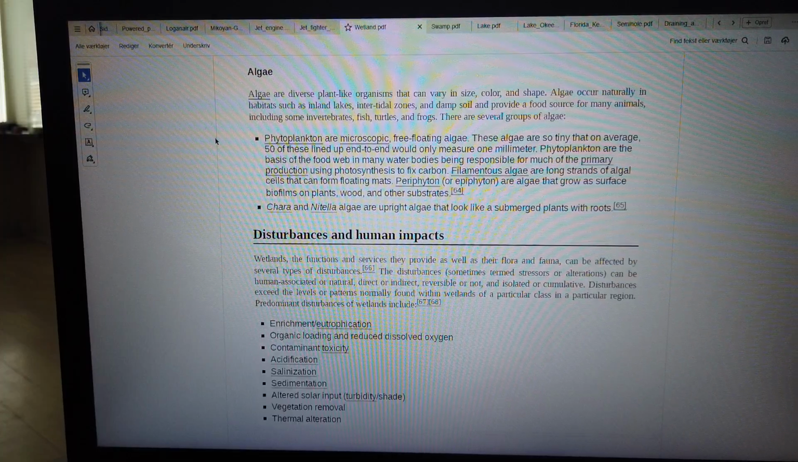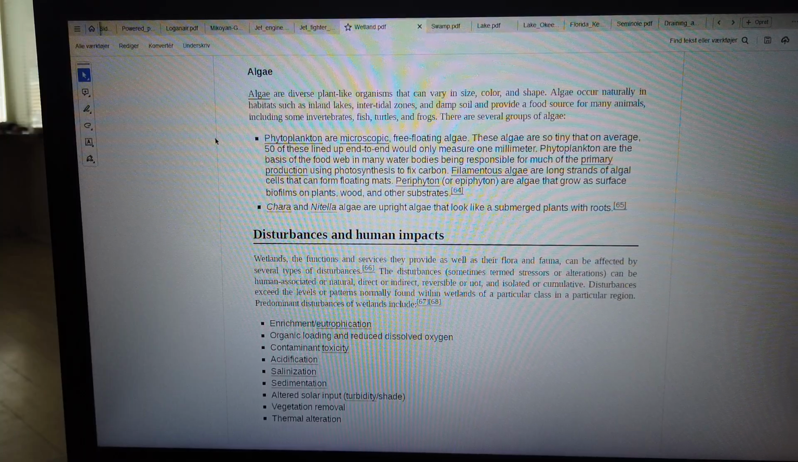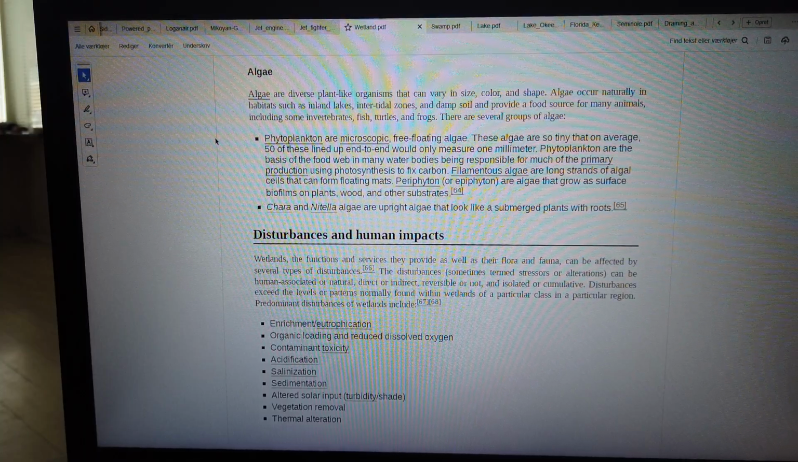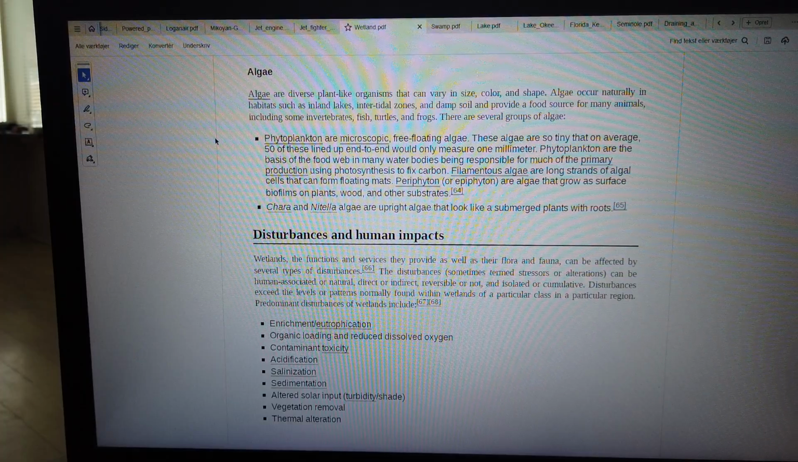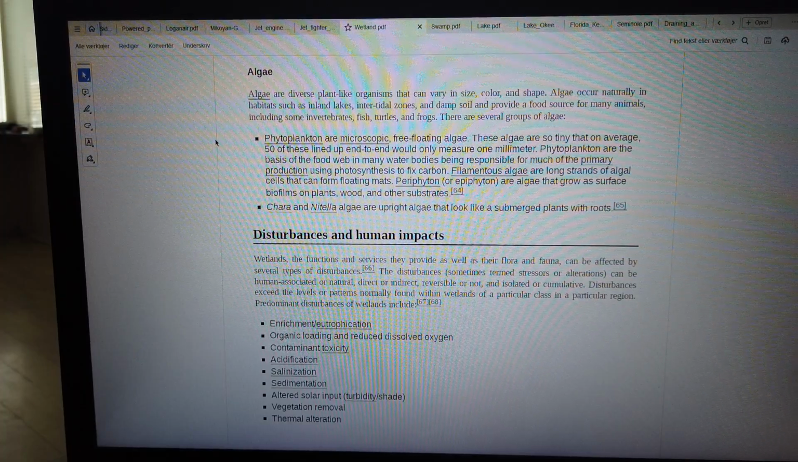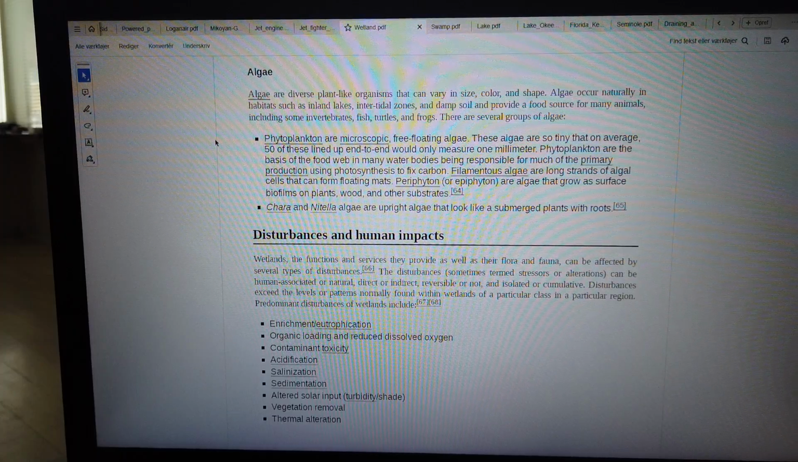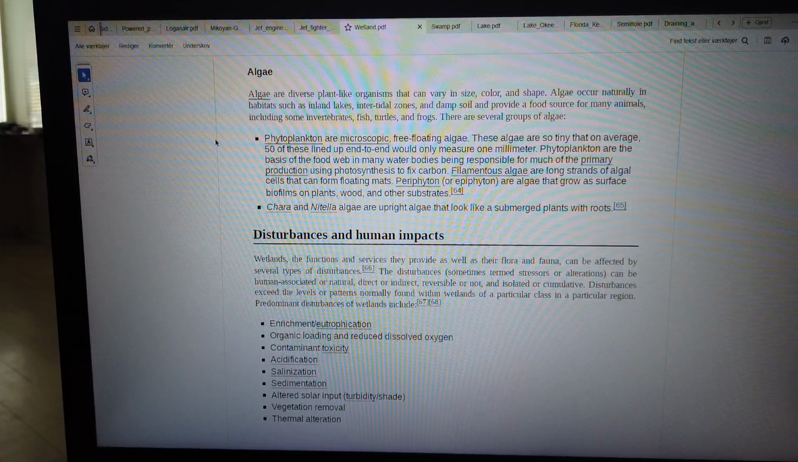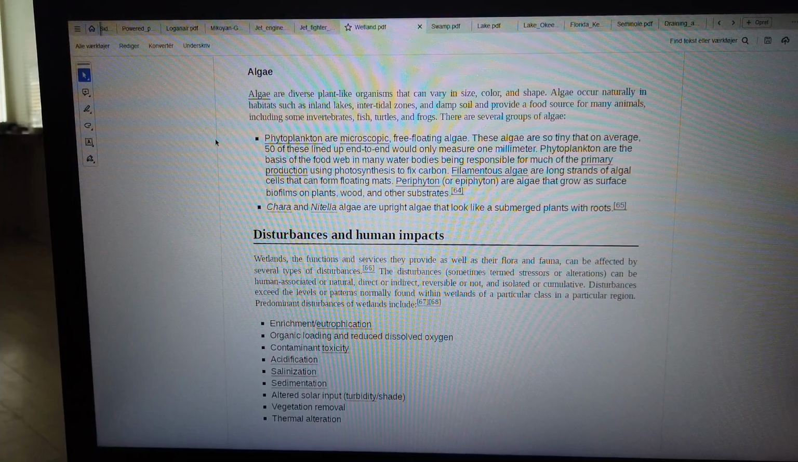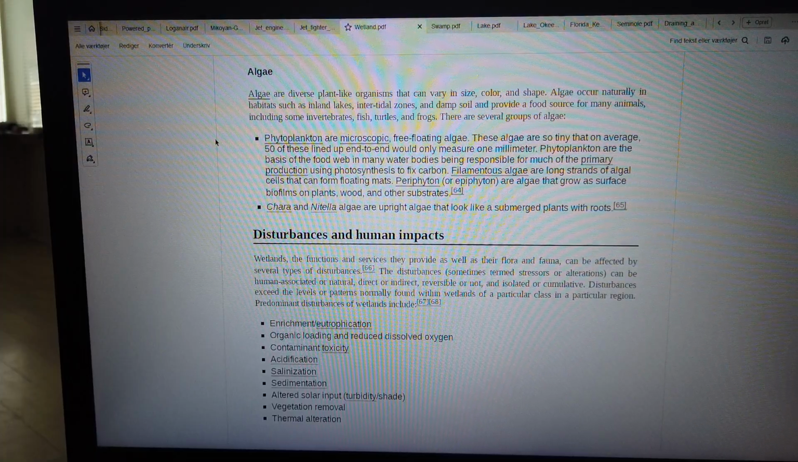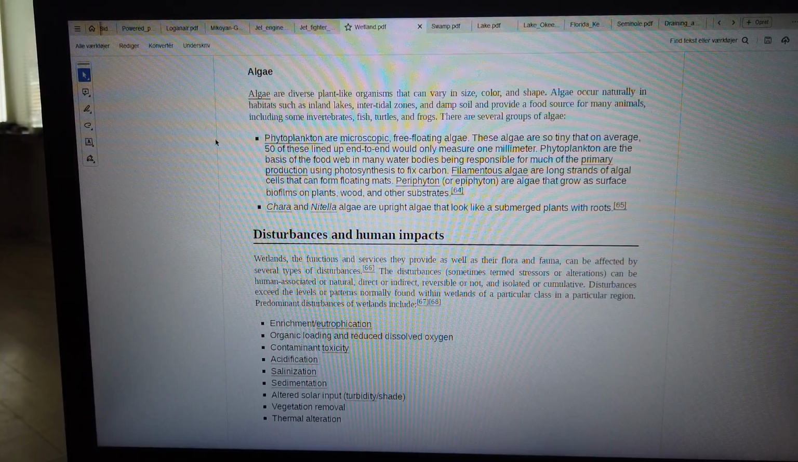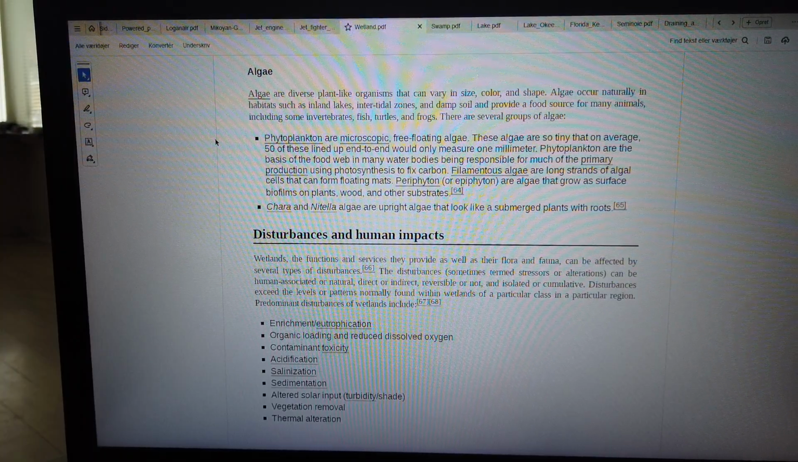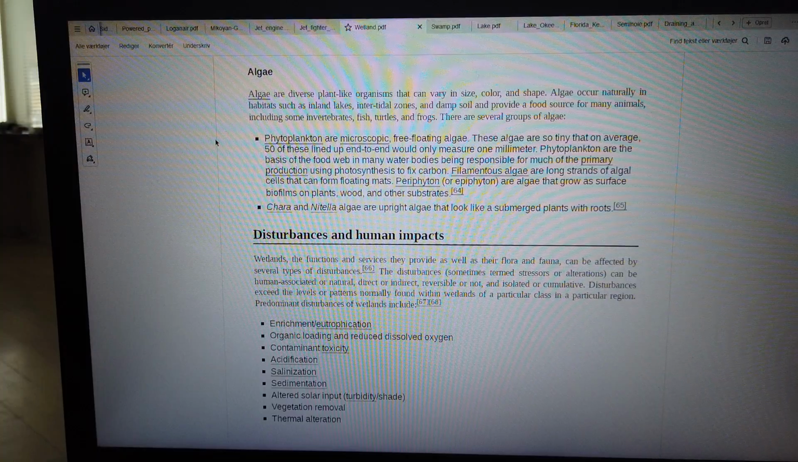Disturbances and human impacts. Wetlands, the functions and services they provide as well as their flora and fauna, can be affected by several types of disturbances. The disturbances, sometimes termed stressors or alterations, can be human-associated or natural, direct or indirect, reversible or not, and isolated or cumulative. Disturbances exceed the levels or patterns normally found within wetlands of a particular class in a particular region.